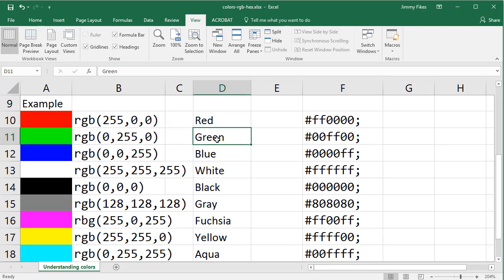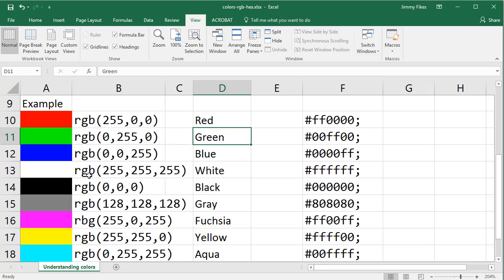So let's look at green. Green is no red, all of green, and no blue. And over here we have the hex values. The first 2 positions are red, and we say no red. The second 2 positions are for green, so we say all green. And then for blue, no blue. And the same way down here for blue itself. Here is RGB, which is no red, no green, all blue. And over here we have no red, no green, all blue.